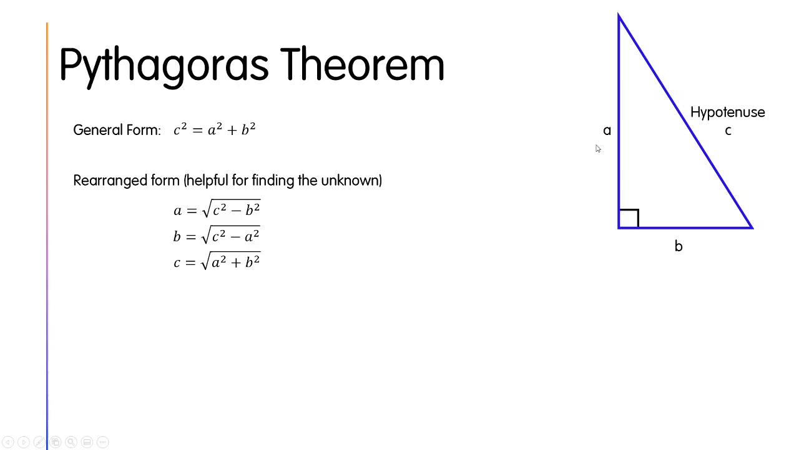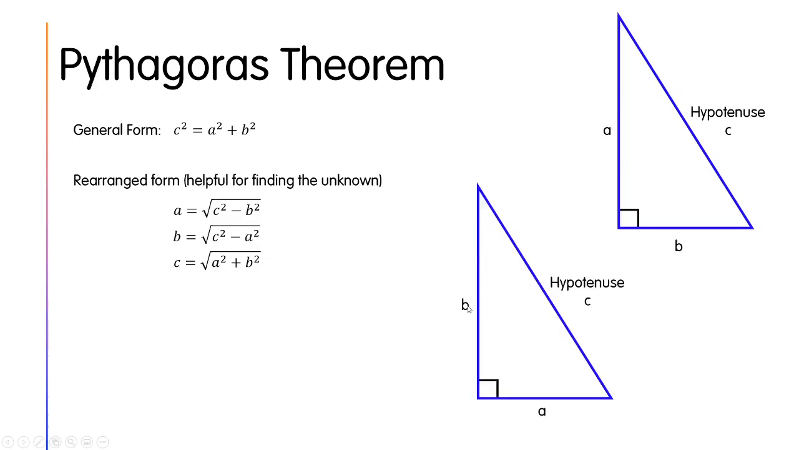Now, as we are adding these two sides together, or the squared of these two sides together, it doesn't actually matter which side's A and which side's B. The important one is hypotenuse has to be the C side.